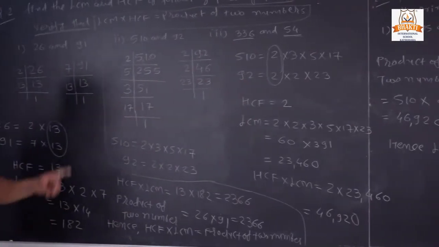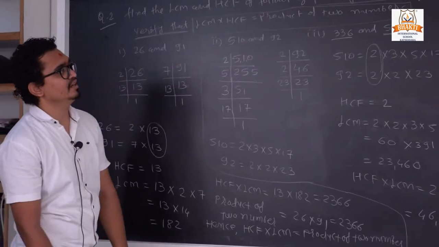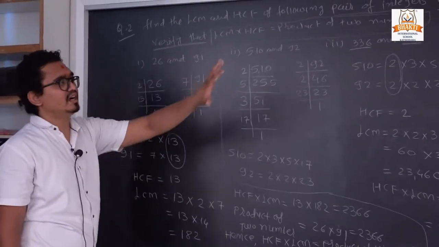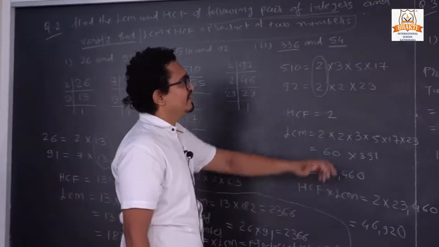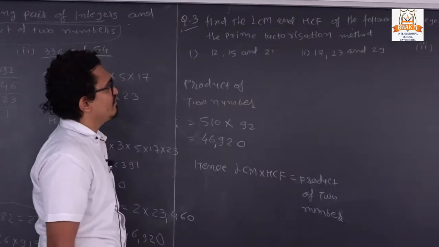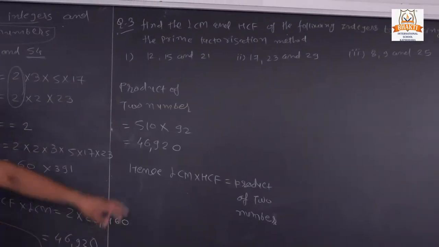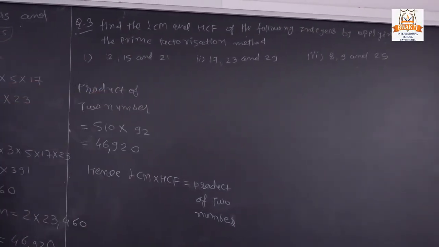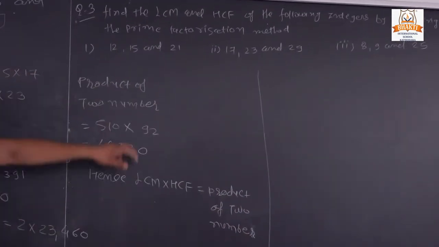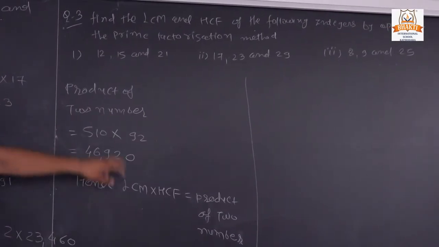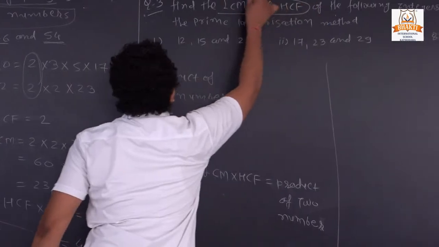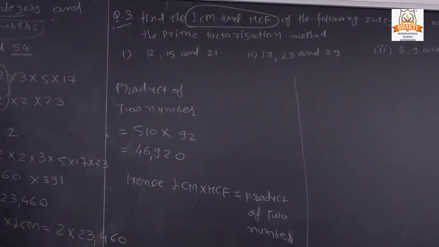Now we are going to start our next question. So this question and question number 2 both are similar. So first of all we can read that question. Find the LCM and HCF of the following integers by applying the prime factorization method. So for that, here we have 3 numbers. See, in question number 1 they are saying find the HCF and LCM.